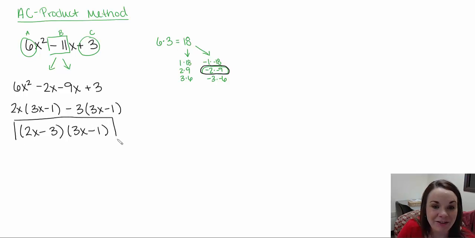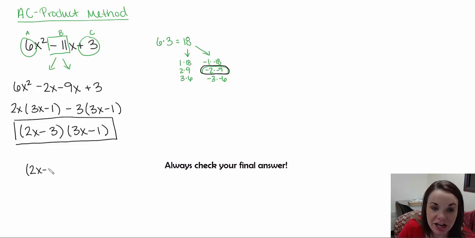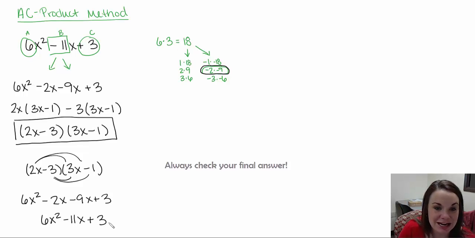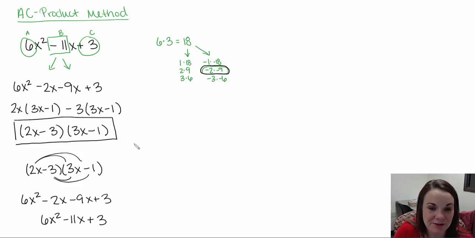Now, that is my final answer, but it's always a really good idea and a really good rule of thumb to check your answer. So remember, to check your answer, all you need to do is FOIL these two parts out. So you take the first, the outsides, the insides, and the last. And when I do that, I get 6x squared minus 2x minus 9x plus 3. And that's exactly what I had to start with, the 6x squared minus 11x plus 3. So that in fact worked, and this here in the box is my final answer.